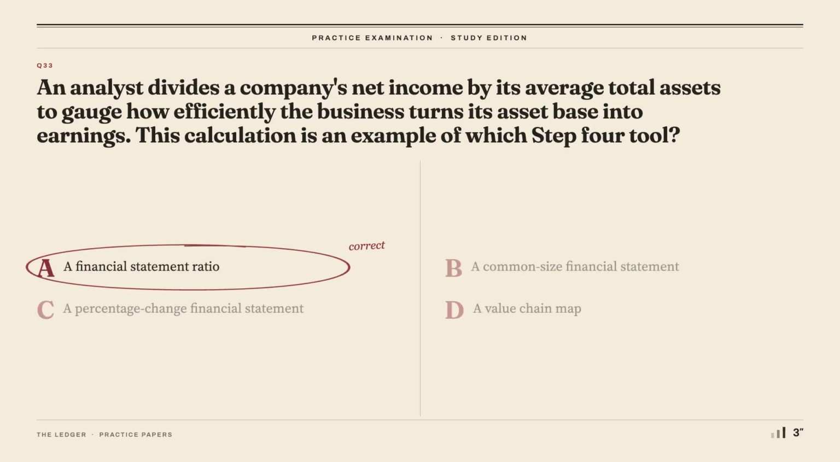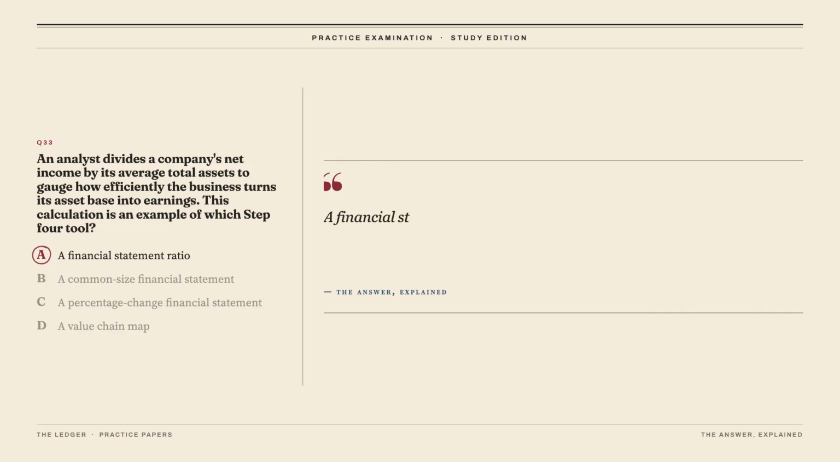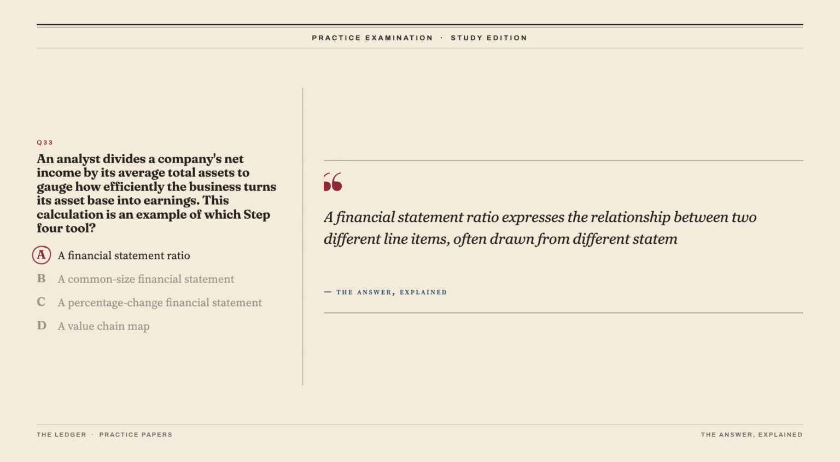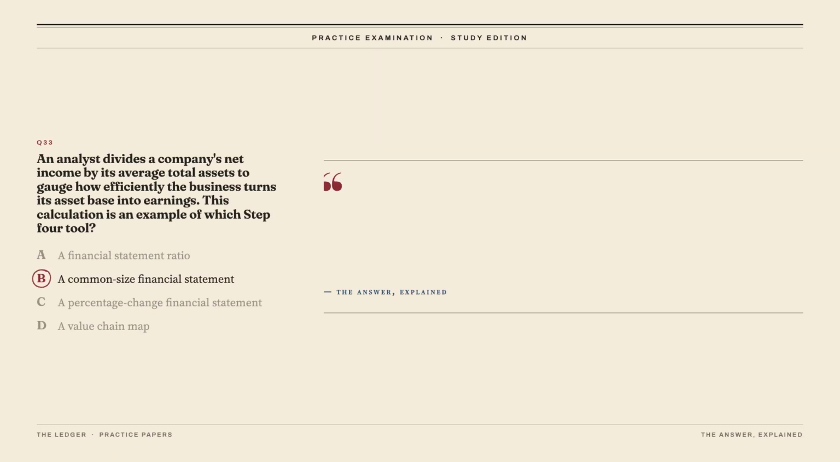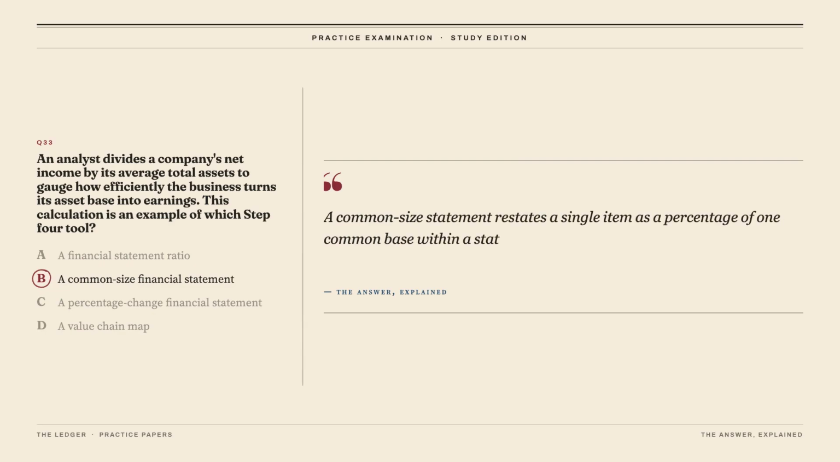The correct answer is A. A financial statement ratio. A is correct because a financial statement ratio expresses the relationship between two different line items, often drawn from different statements. Net income divided by average total assets relates an income statement figure to a balance sheet figure, which is the definition of a ratio. B is wrong because a common size statement restates a single item as a percentage of one common base within a statement, not a relationship between two distinct accounts across statements.